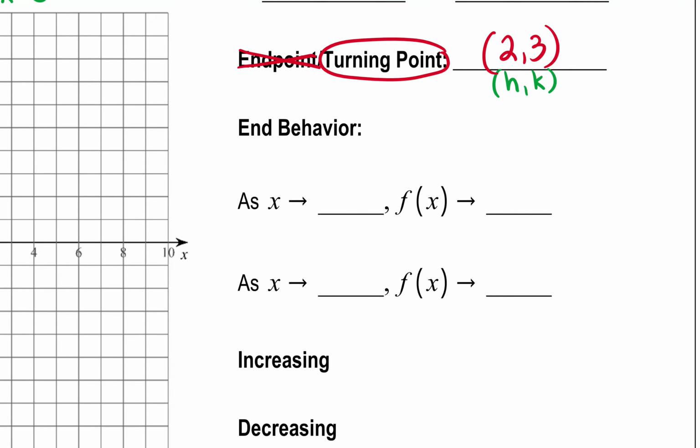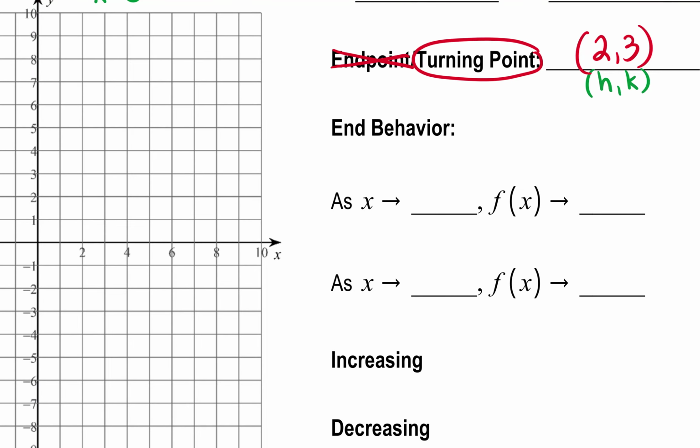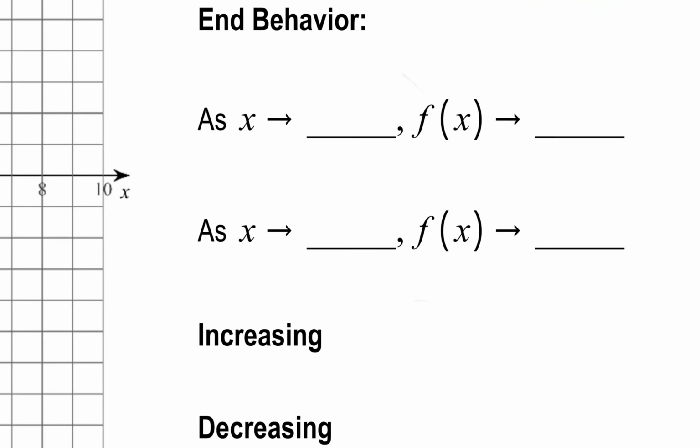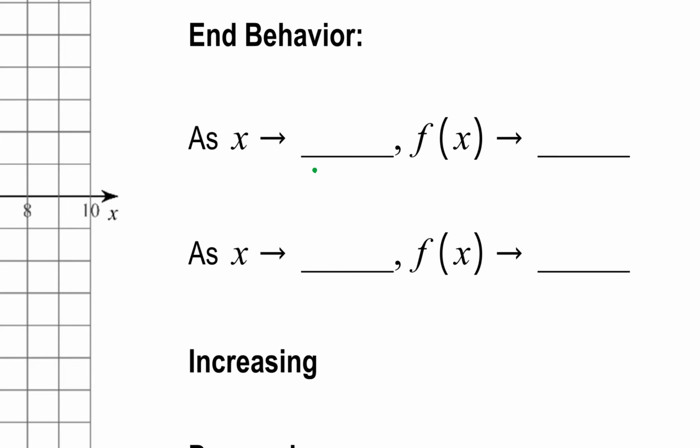End behavior. Okay, so for end behavior, I am always going to write this stuff. So I'm always going to have negative infinity here and positive infinity here. So if you want to, you can always write negative infinity first and positive second. Those will always be there. What changes are the second two, the f of x for each one.